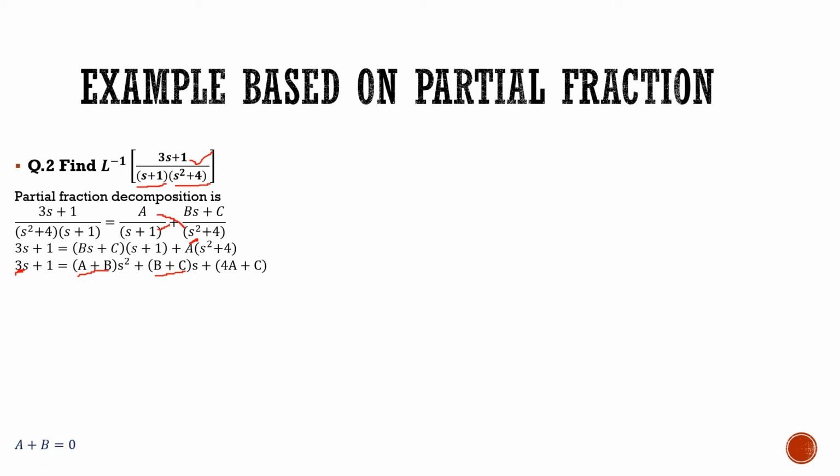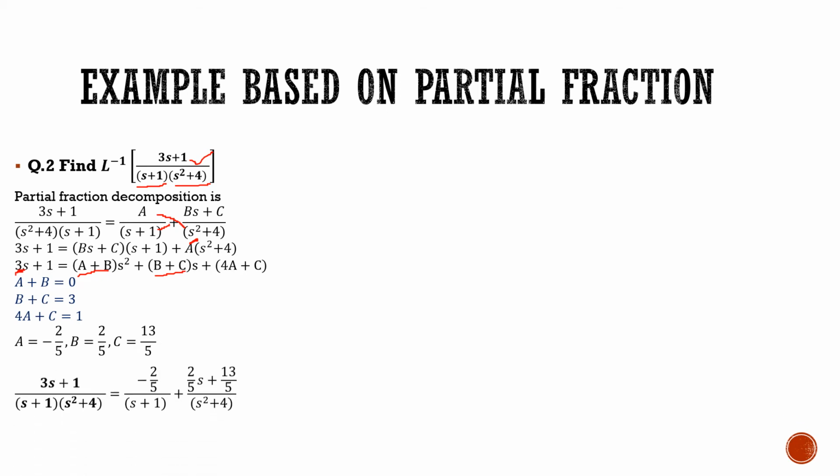By solving these three equations we will get the values of A, B, C. I just write the value of A is minus 2 by 5. You can solve for the values yourself, and if you have any problem you can write in the comment box. The value of A is minus 2 by 5, the value of B is 2 by 5 and the value of C is 13 by 5.